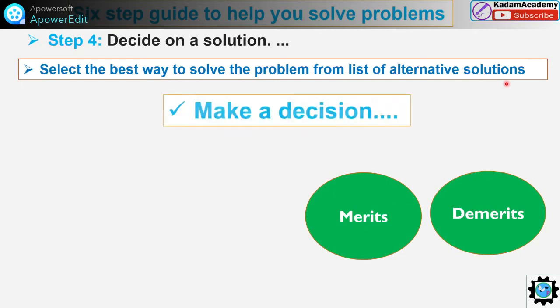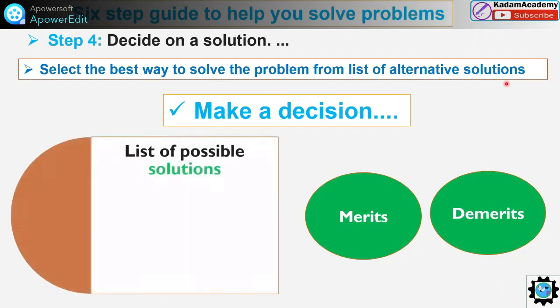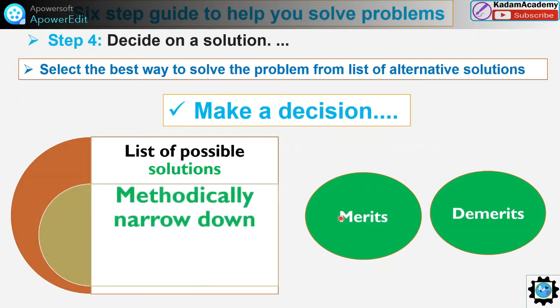For this, what do we have to do? We have to make a decision. Here the decision skill will be developed. What do we have to do? List the possible solutions after comparing merits and demerits, advantages and disadvantages. Once you have listed the possible solutions, methodically narrow down your list by comparing the merits and demerits, and narrow it down to the best solutions.